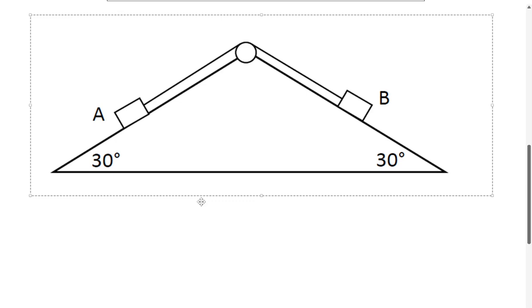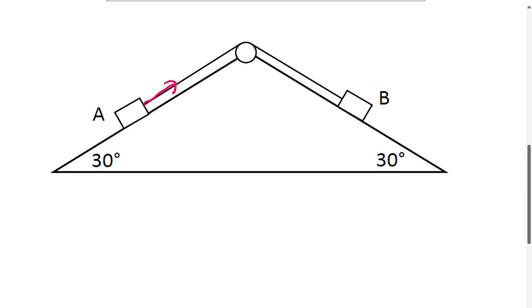So what I reckon is happening is we've got tension. A has been prevented from sliding down due to the string, and so is B, and it's the same string, so it's tension, and that tension is pulling down on the pulley. T and T there, cool.